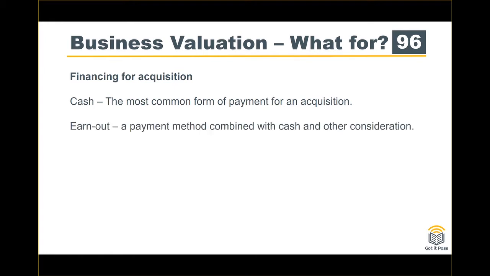Earn out is a payment method combining cash and other consideration. A typical example for earn out is you would like to buy an asset, but you don't want to pay all the cash initially, so you pay the down payment first, say 50%. For the other 50%, you get your goods now, and then pay by installment.